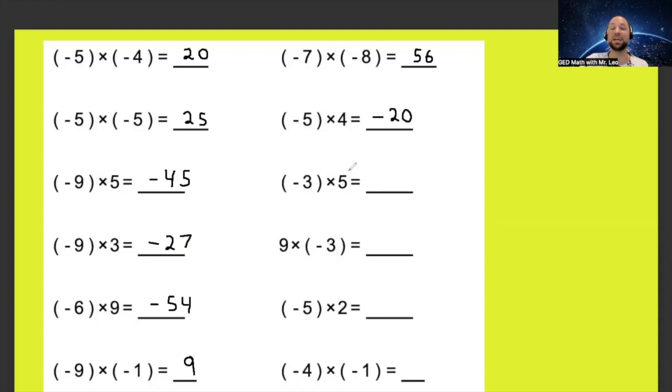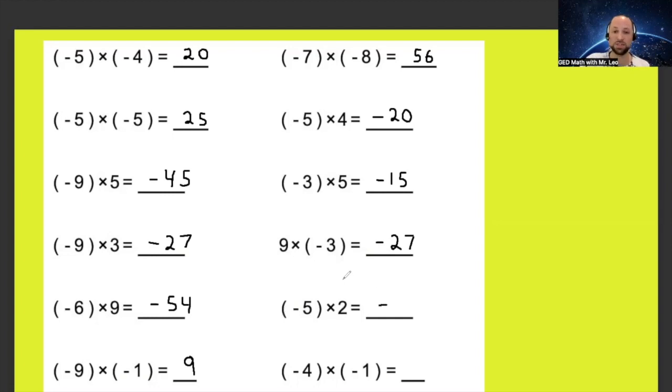Here again, one negative sign in the problem. That's going to land in the answer. 3 times 5 is 15. Final answer, -15. If you hate to love, you're a hater. Okay, down here, this is if you love to hate. What are you? A hater. Okay, 9 times 3 is 27. Final answer here, -27.